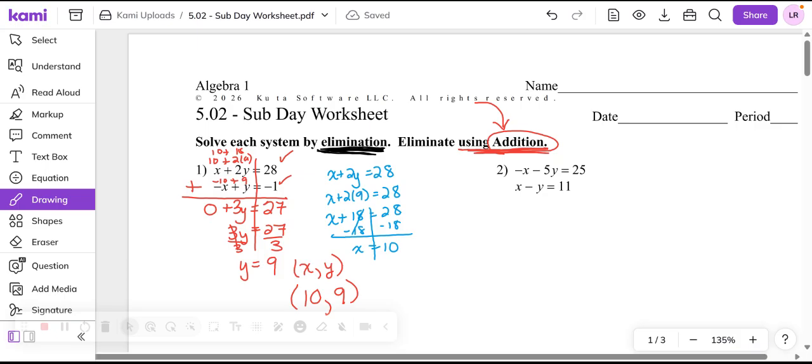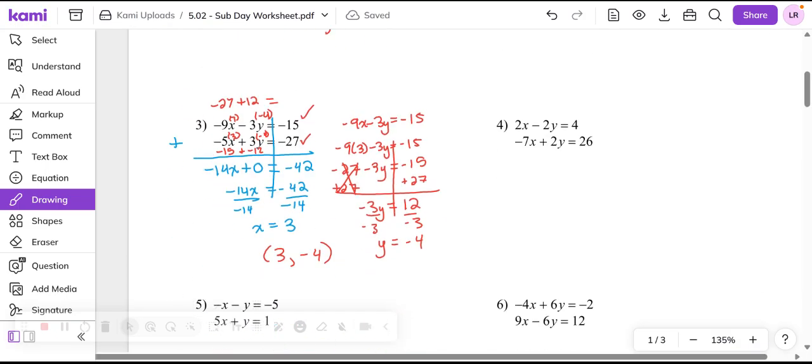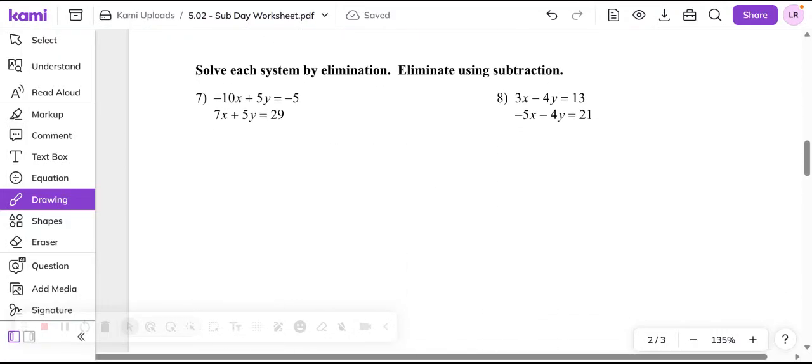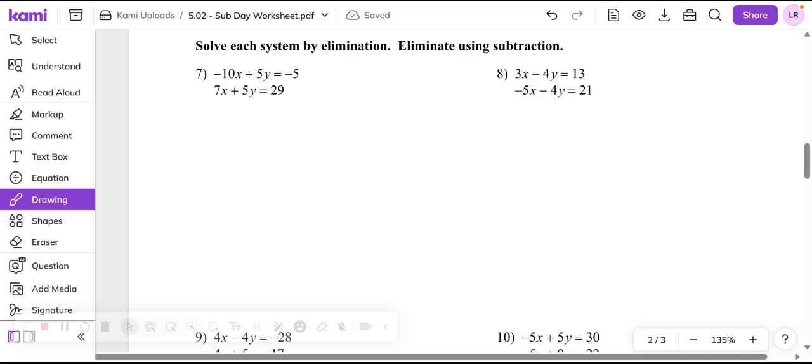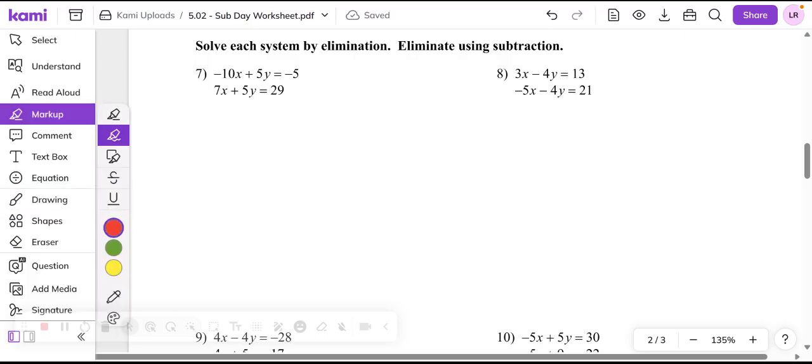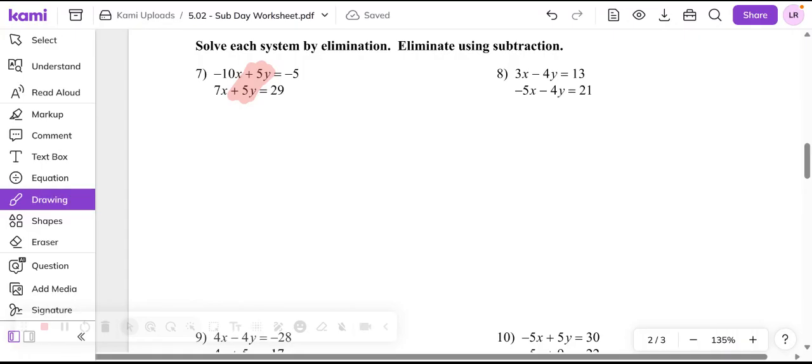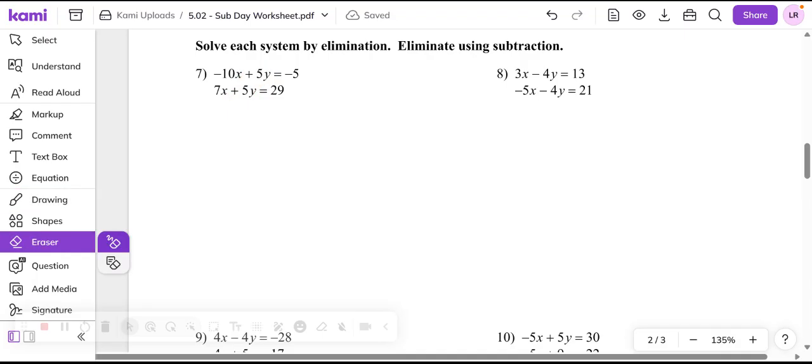Now, our next type is our elimination problems using subtraction. So the key difference here, now look at number 7, is notice with the y's, I have the exact same number. So I have a 5y and a negative 5y. Those are the same. So we do want to subtract.